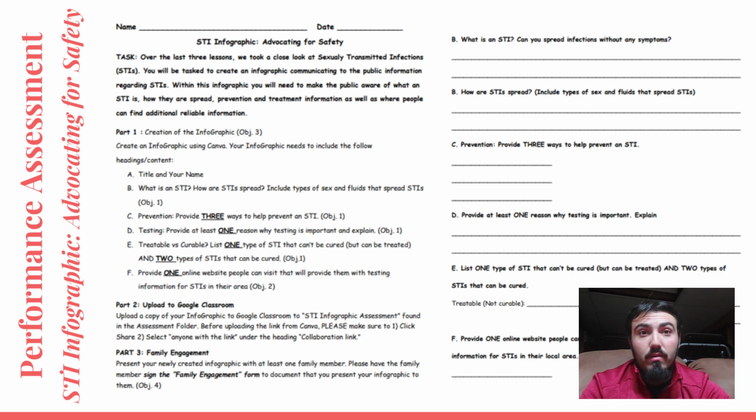Advocacy and providing people with valid information was the focal point of this PA. There were a few parts of this assignment. First, students had to provide basic STI information on the worksheet that's on the right. From there, they had to create an infographic using Canva. I was kind of shocked to learn that most students had no exposure to Canva at all. I thought that was something that most students were at least somewhat familiar with, but I would say close to 95% of these students had never seen it in their life.